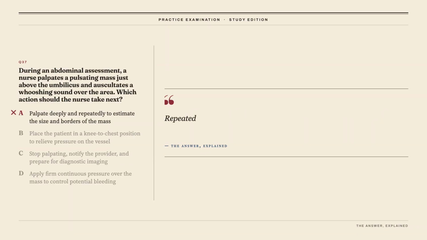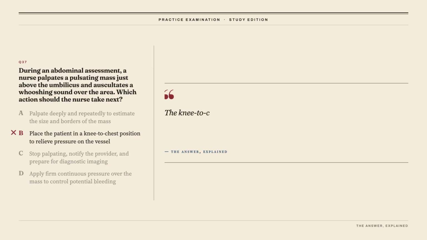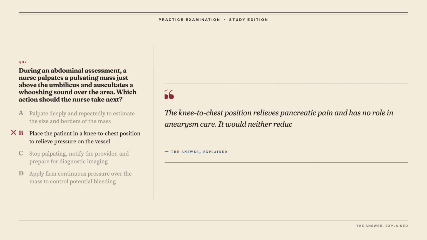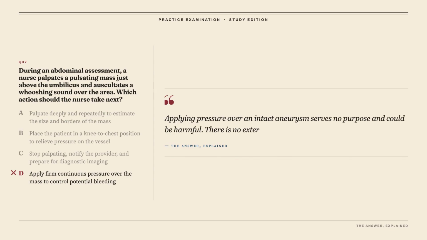A is wrong because repeated aggressive palpation is exactly what should be avoided in a suspected aneurysm. Imaging measures size accurately and safely. B is wrong because the knee-to-chest position relieves pancreatic pain and has no role in aneurysm care. It would neither reduce wall tension nor improve the situation. D is wrong because applying pressure over an intact aneurysm serves no purpose and could be harmful. There is no external bleeding to control.